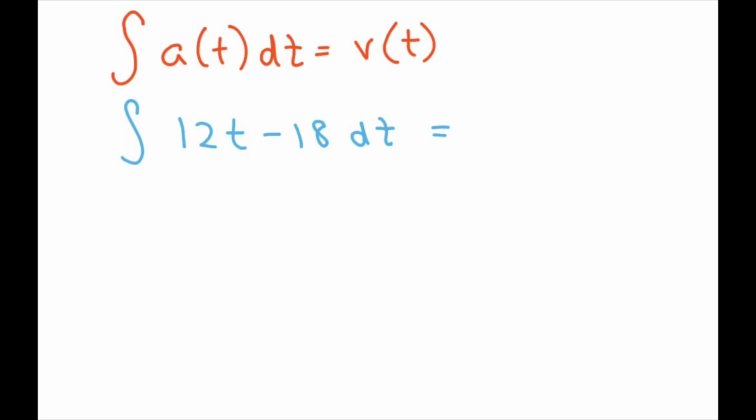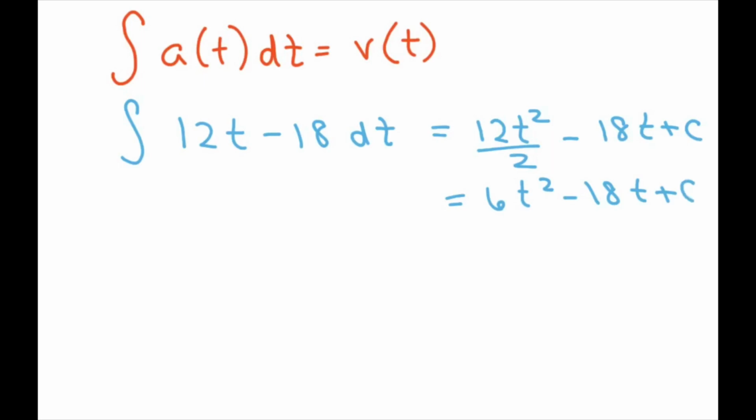So the antiderivative, basically. What you're going to get is 12t squared over 2 minus 18t plus c, which is equal to 6t squared minus 18t plus c. Now, we have to find c to finish this up. If we plug in information at t equals 1, the velocity v(1) equals 0.